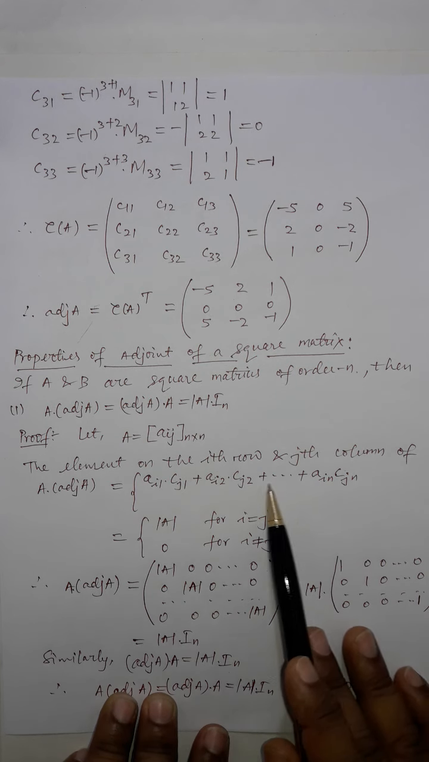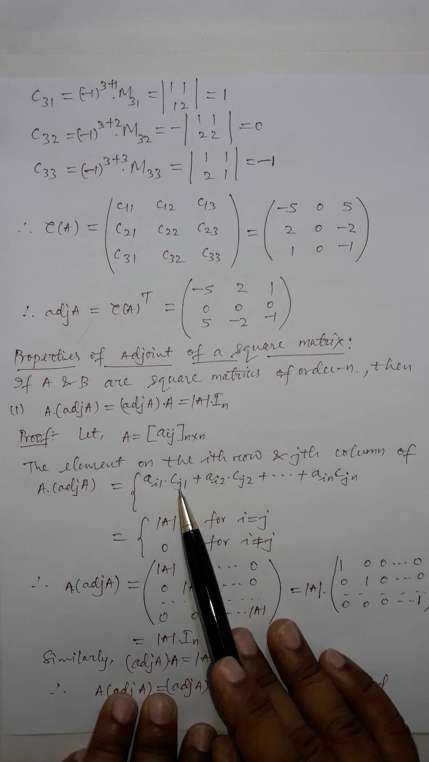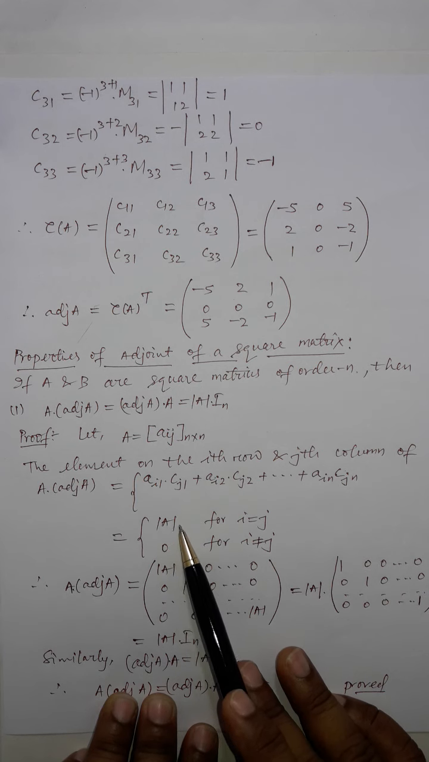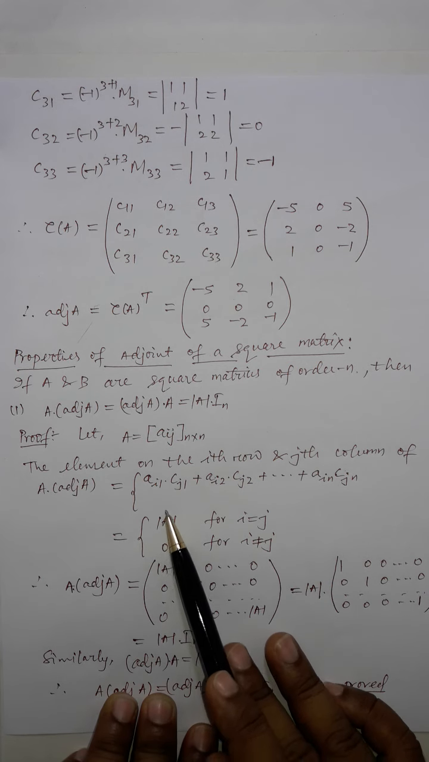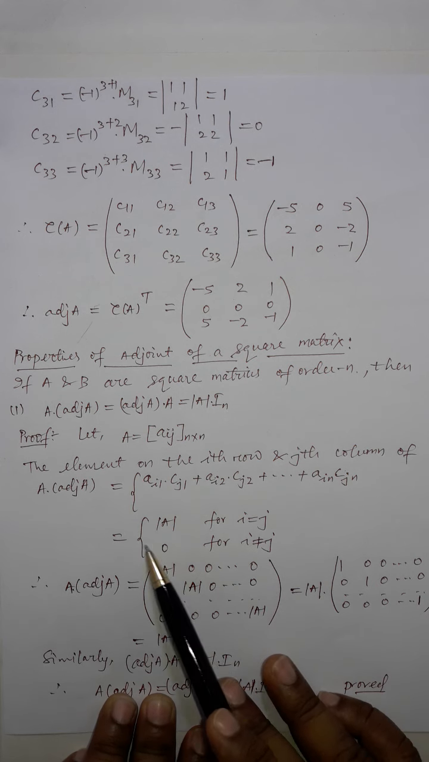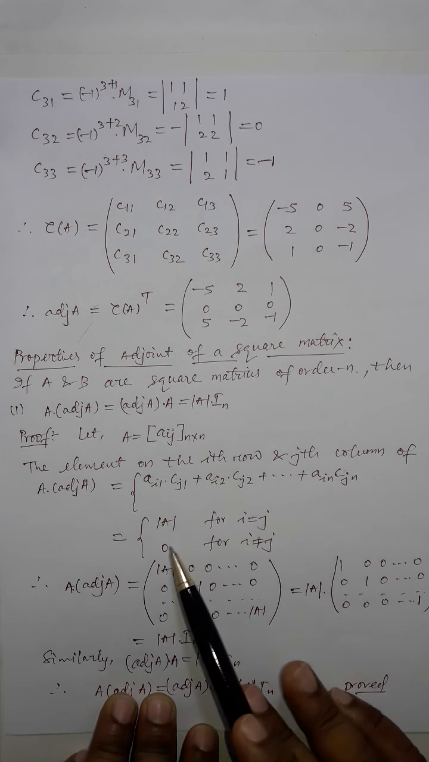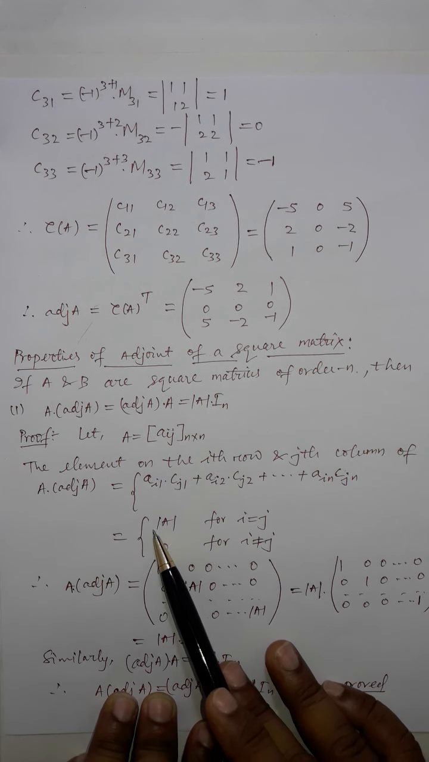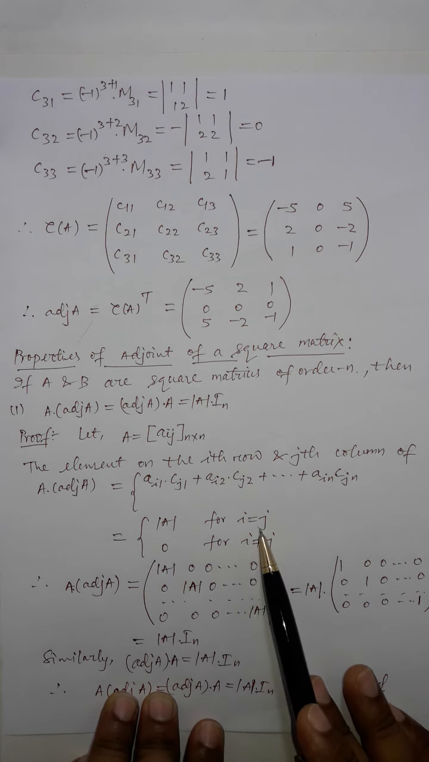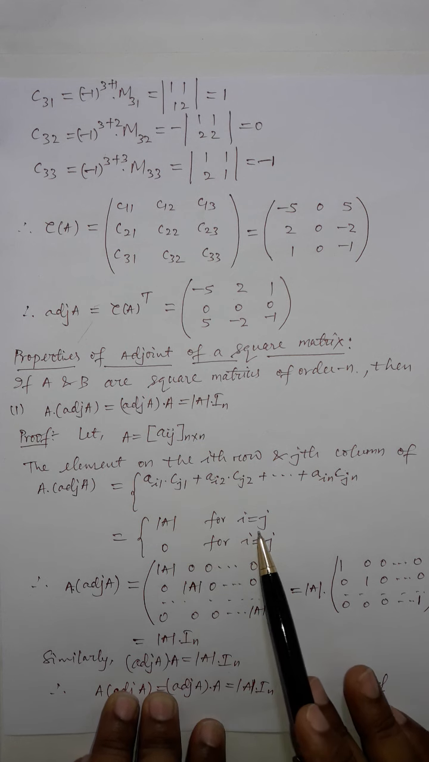Now, this product of elements and cofactors will lead to two types of values. Either you will get the determinant of that matrix as the result, or you will get 0 as the result. This total sum may be either 0 or equal to the determinant of that matrix. It is equal to the determinant of the matrix if i and j, this row and this column number, are equal.